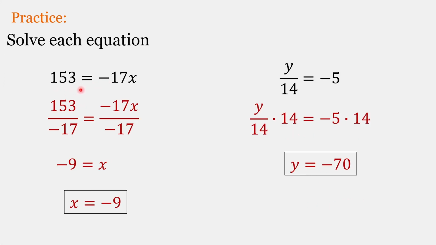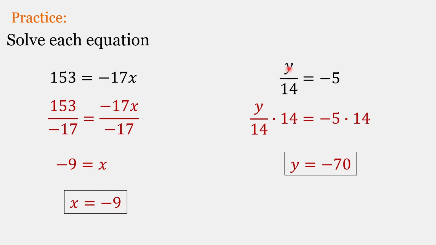In this problem, we have 153 equal to negative 17x. Getting that x by itself with a coefficient of 1, we will divide by negative 17. But what we do to one side, we have to do to the other, giving us negative 9 equal to x, or x equal to negative 9.